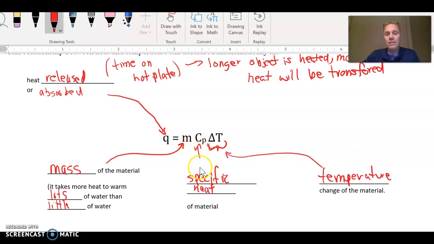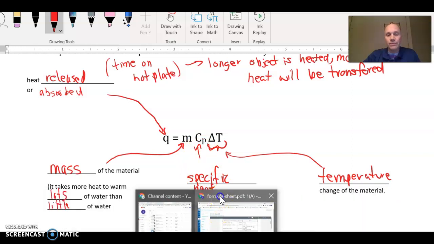Cp is the specific heat. Again, that's that property of a material that describes how a certain amount of heat is going to cause its temperature to change. Remember, materials that have high specific heats require lots of heat in order to get a temperature change, whereas materials that have low specific heats, you can give them a little bit of heat and their temperature will change by a lot.